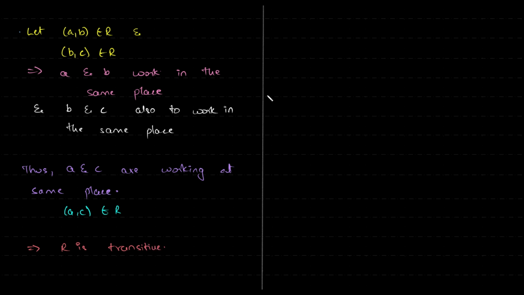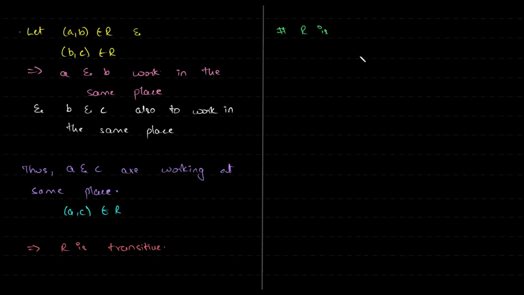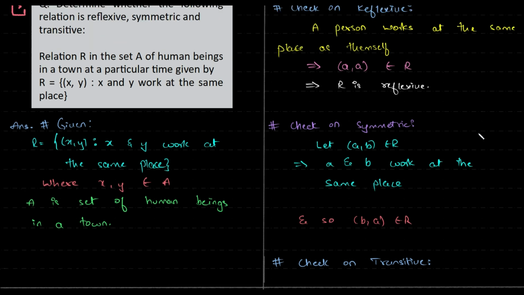So all in all, what can I tell? When everything is true, it's known as an equivalence relation. R is an equivalence relation. Okay, it means that it satisfies all three conditions, and so that will summarize your answer.